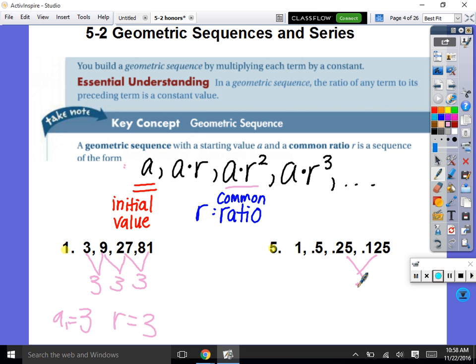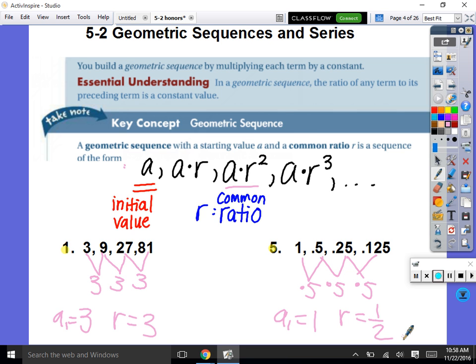You get 0.5. Take 0.25 divided by 0.5. You get 0.5. Take 0.5 divided by 1. We get 0.5. Does everybody see how the common ratio is the same? So our a sub 1 was 1, and our common ratio was 1/2. Everybody good with that? We're multiplying by 1/2 each time. It's getting smaller and smaller.